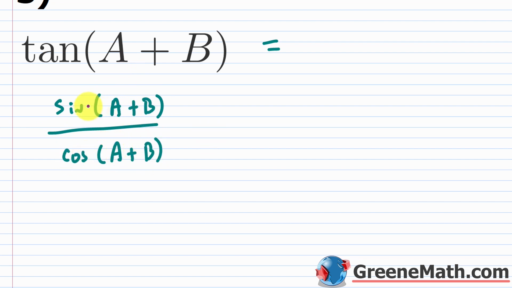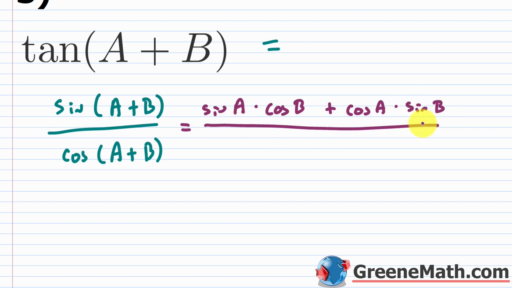Now, we know how to use the sum identity for sine and the sum identity for cosine. So I'm going to say that this is the sine of A times the cosine of B. And then I'm going to say that this is plus, this will be the cosine of A times the sine of B. Now this is going to be over. Down here, you would have the cosine of A times the cosine of B, and then minus your sine of A times your sine of B.